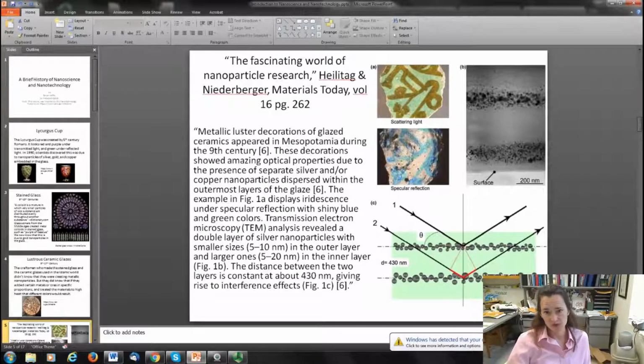The example in the figure displays iridescence under specular reflection with shiny blue and green colors. Transmission electron microscopy analysis revealed a double layer of silver nanoparticles, with smaller sizes from 5 to 10 nanometers in the outer layer and larger nanoparticles from 5 to 20 nanometers in the inner layer, and the distance between the two layers is constant at about 430 nanometers, giving rise to the interference effects that display the different colors under different views shown here. So it's really fascinating what these craftsmen could do just by tinkering around and figuring out how things looked when they tried different treatments.